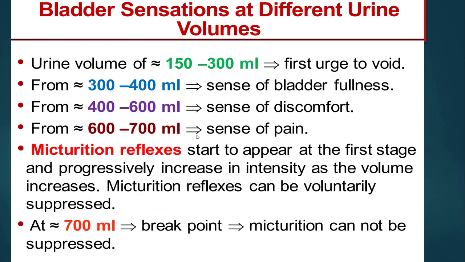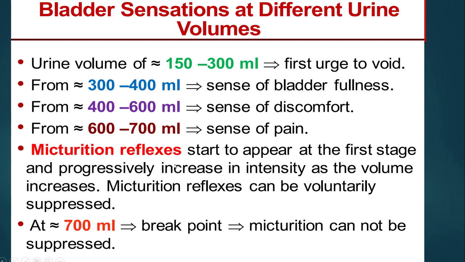Bladder sensation at different urine volumes. Urine volume of 150 to 300 ml, first urge to void. From 300 to 400 ml, sense of bladder fullness. When the volume is from 400 to 600, the person starts feeling a sense of discomfort. From 600 to 700, the sense of pain starts.